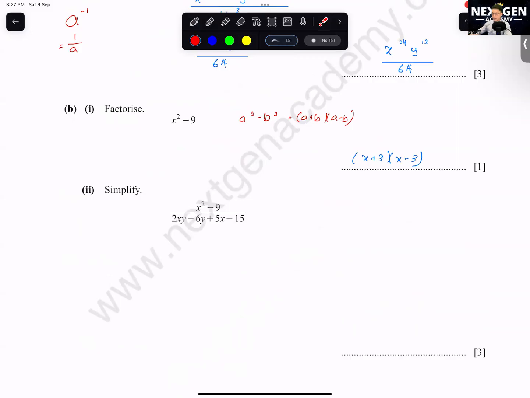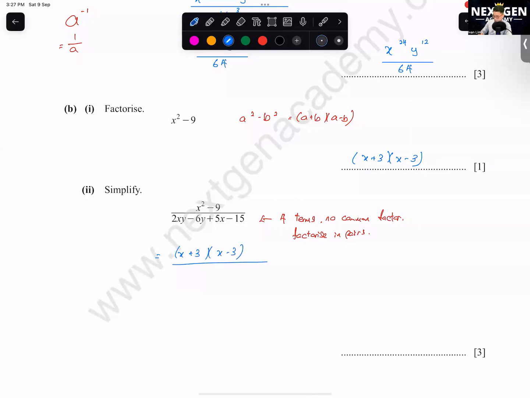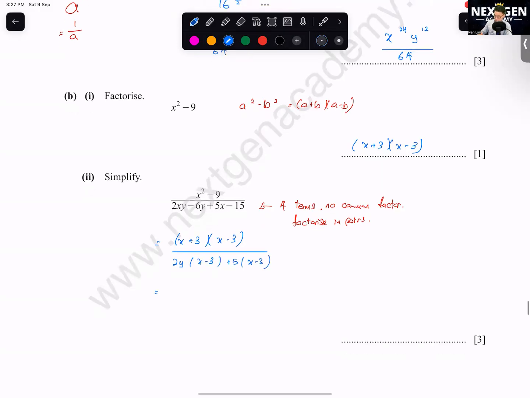The last one at the bottom, you have to observe when you have 4 terms and no common factor. For this one, you have to factorize it in pairs. Factorize in pairs has come out a lot of times already, this type of question. So here you will get x plus 3, x minus 3. The bottom here, you factorize it in pairs: 2y times x minus 3 plus 5 times x minus 3. You want to make the brackets the same with each other. So here will be x plus 3, x minus 3. Then you take the two values outside and put them inside a bracket together, like that.